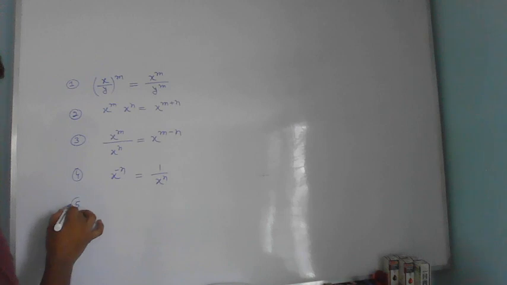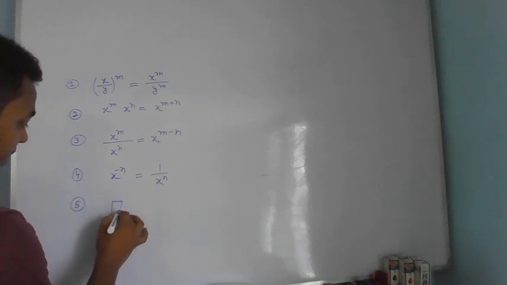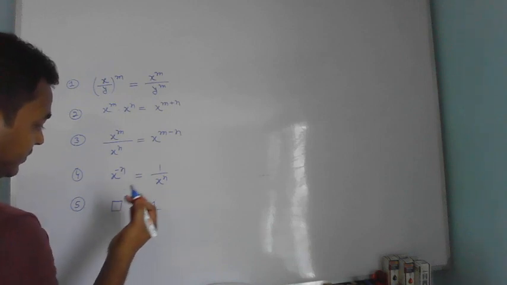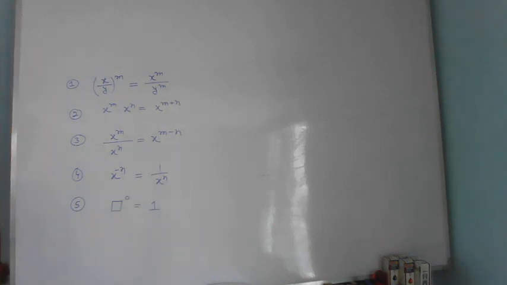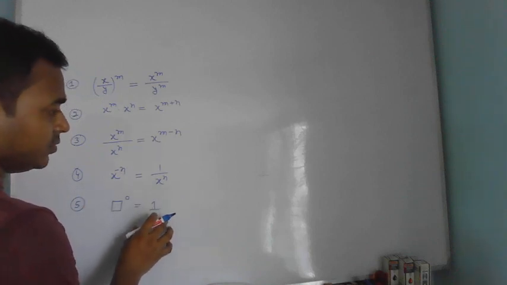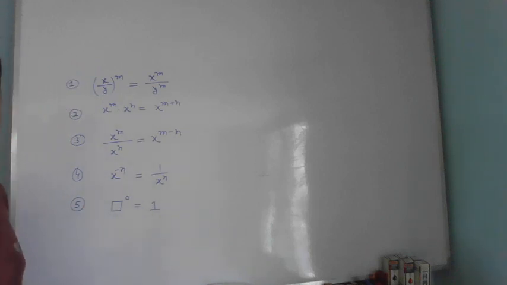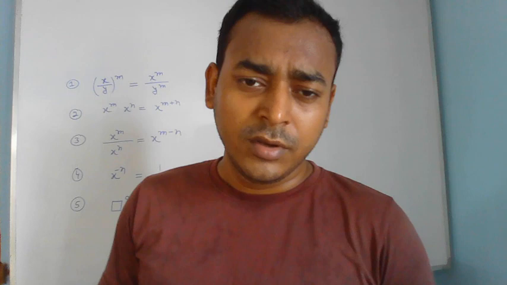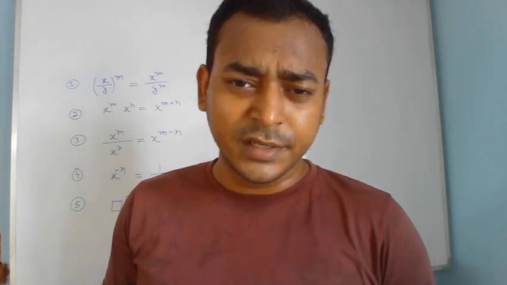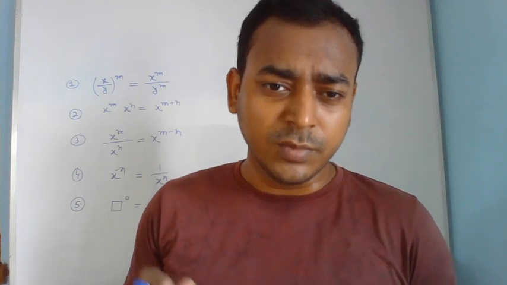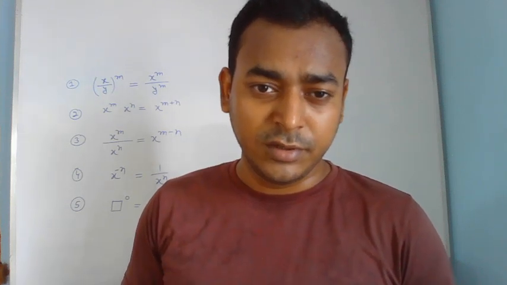Fifth one, any number to the power 0 is always 1. It doesn't matter, beta, whether the number is a fraction or an integer value. Anything to the power 0 is always 1, except 0 to the power 0.